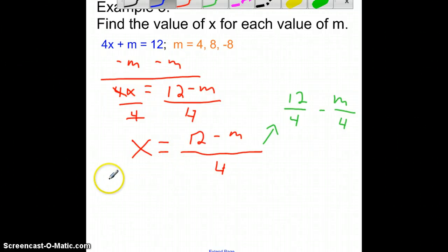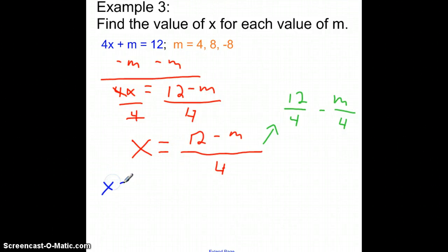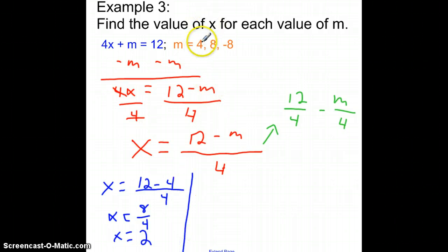So x equals 12 minus 4, and we want to plug in where m equals 4. It's the first one. That's going to be over 4. 12 minus 4 is 8. 8 over 4 is 2. Okay, so x equals 2. So that's when m equals 4 up here.